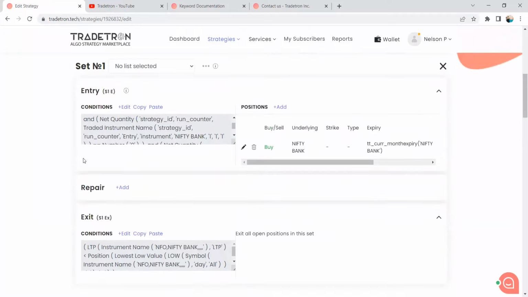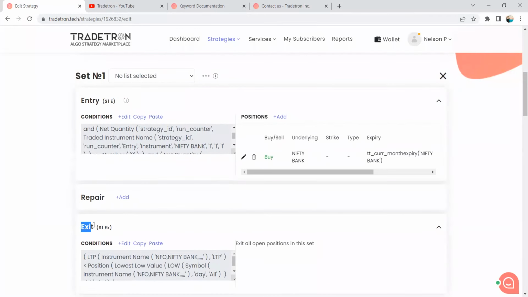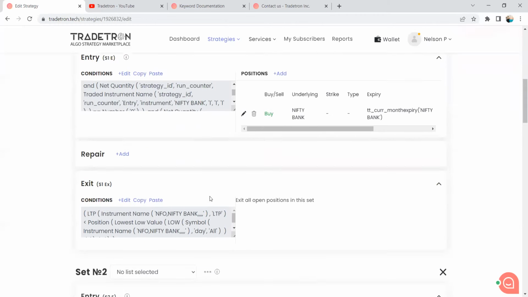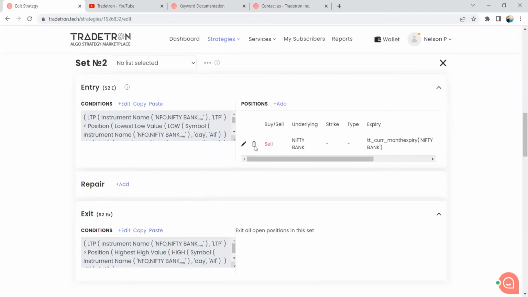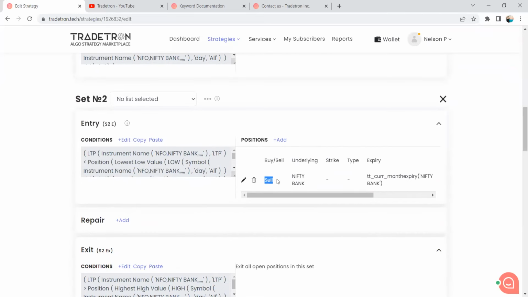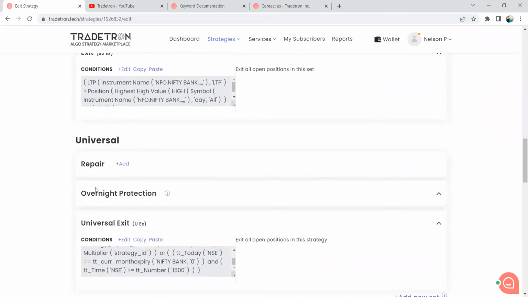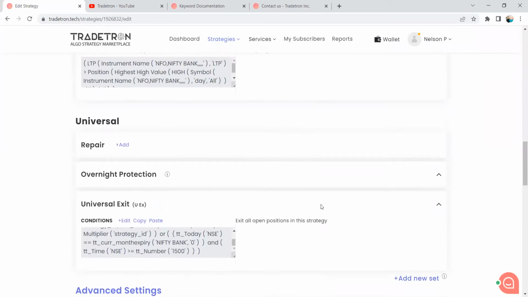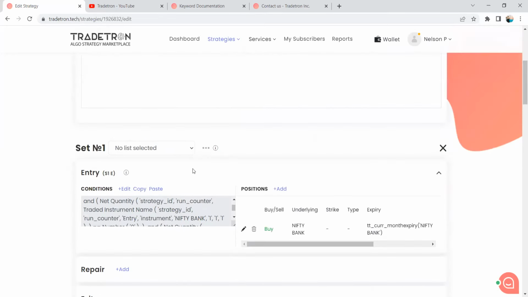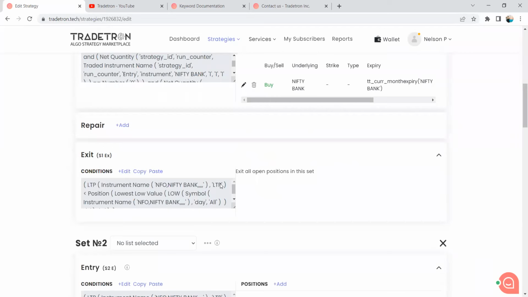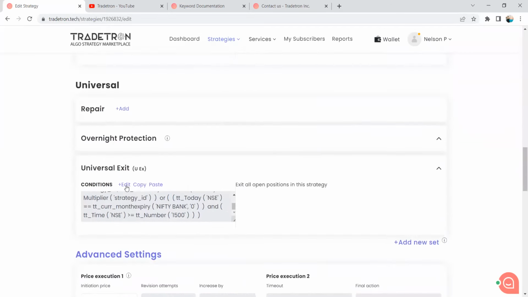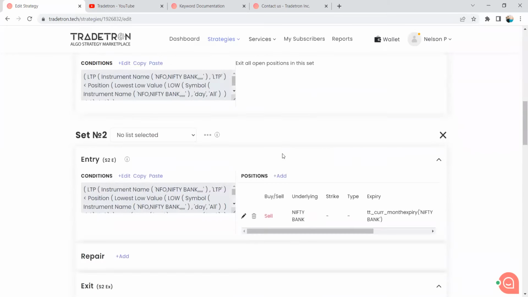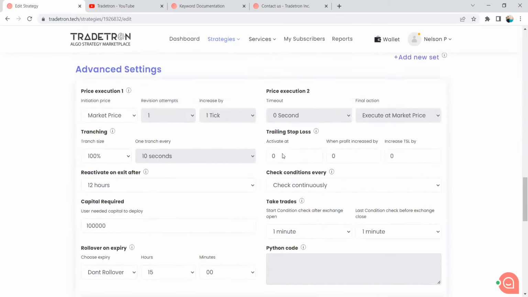So basically what I mean to say is that this set number 1 exit will exit only the buy position. All right. Set number 2 exit will only exit the short position that is entered in set number 2. But universal exit will exit all the positions that are open in all the sets. So if there are 4 sets, where you are buying different instruments, and the universal exit condition is met, then all the 4 sets will be exited together. All the positions will be squared off.